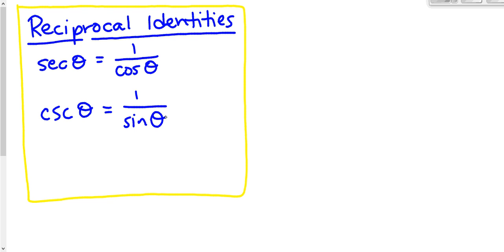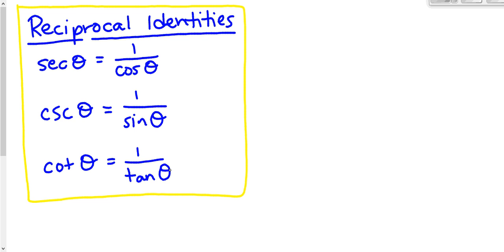What's the third one? Say it out loud. I want to hear you say it. Very good. Cotangent of theta equals 1 over tangent theta. So we're learning 8 trigonometric identities today. You already know 3 of them.